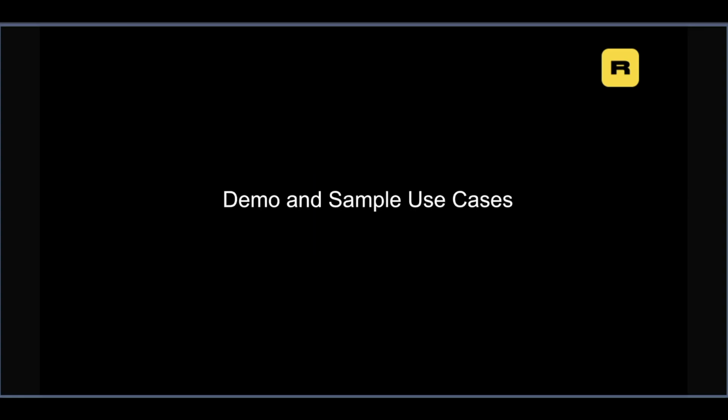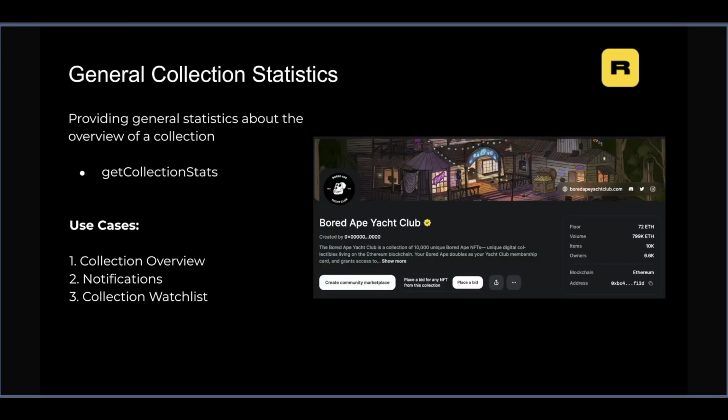Next slide, please. One more slide. One more slide, please. Thank you. Yep. So overall, in the data API controller, we actually have three different types of APIs that we offer. I'll start with the first one, which is the general collection statistics.